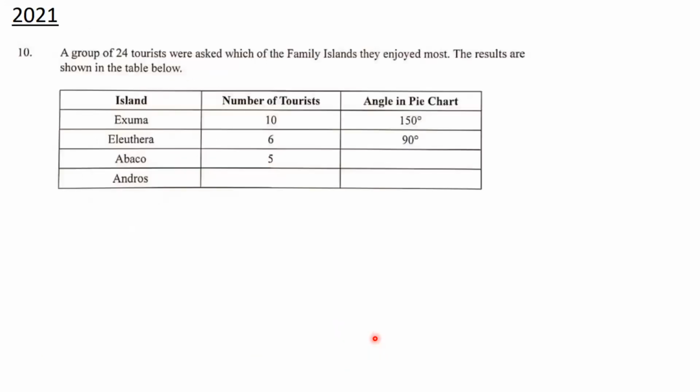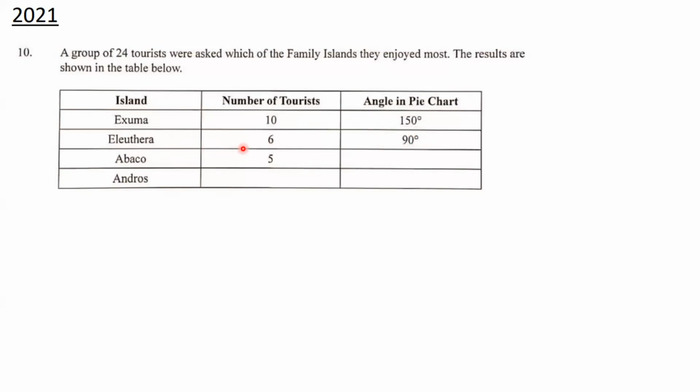Okay, moving on to this other question. It says, a group of 24 tourists were asked which of the Family Islands they enjoyed most. The results are shown in the table below. So we have the island, the number of tourists, and the angle in the pie chart. For example, we have 10 tourists, which accounts for 150 degrees from the pie chart. We have Eleuthera, which is 6 tourists, and that accounts for 90 degrees.